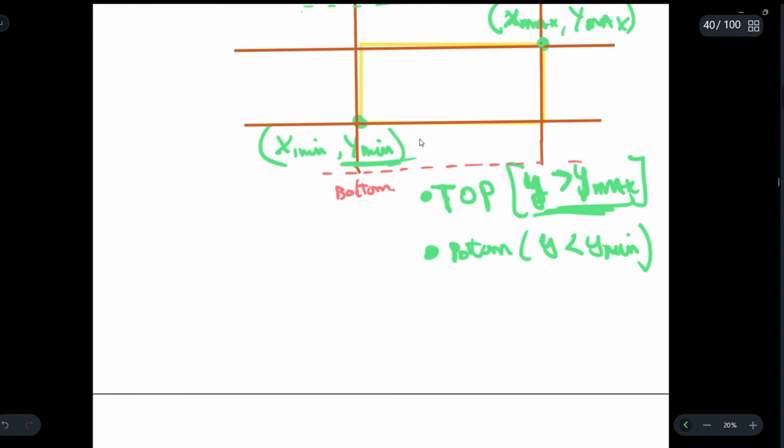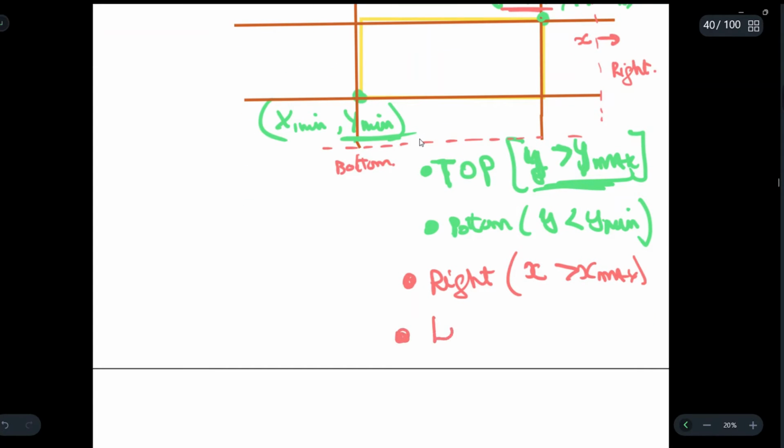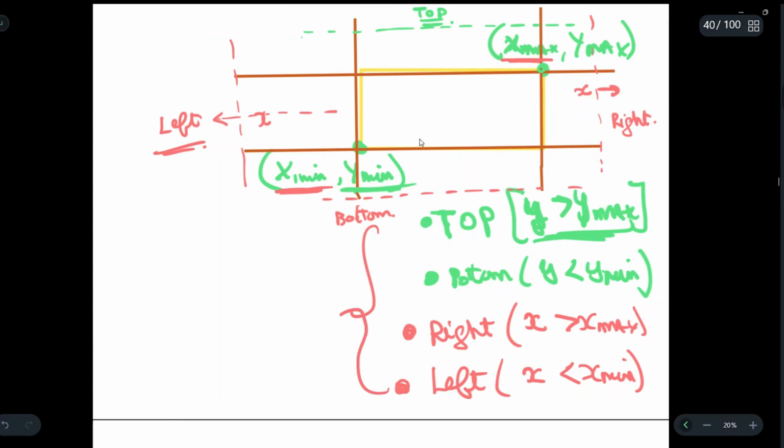Now similarly, for a point to lie on the right hand side, the x value of the coordinate should be greater than x max. That is, this is our x max, and if we have an x coordinate which is greater than x max, it will lie over here, that is on the right hand side. And lastly, for a point to lie on the left hand side, the x value of the given coordinate should be less than the x minimum of the polygon. That is, this is the x minimum value, and if we have a coordinate x that is less than x minimum, then it will lie over here, that is on the left hand side. So these are the things that you have to remember while plotting a point.